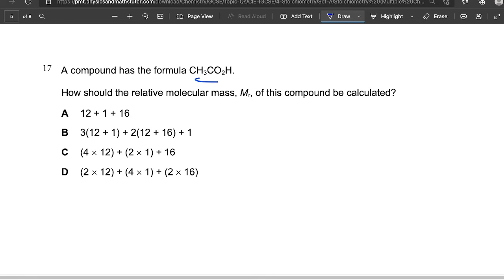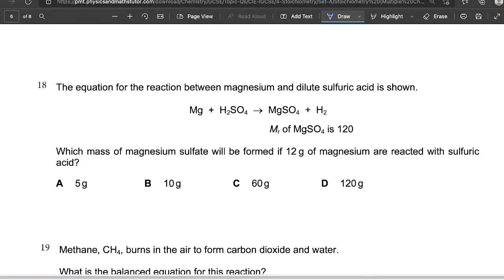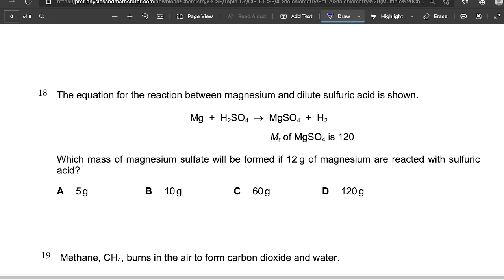A compound has a formula CH3CO2H. How should the relative molecular mass MR of this compound be calculated? So we're looking at the MR for this compound to be calculated. So how can we calculate the RMM? So we just simply add everything up. So let's see. How many carbons do we have? We have 2 carbons. So that means 2 times 12, which is here. Then we do 4 times 1, which is here. And then we have 2 oxygen, which is here. So 17 is D. Wow, easy question. Very easy question. Okay, move on to the next question.